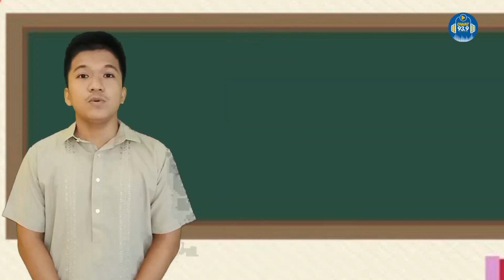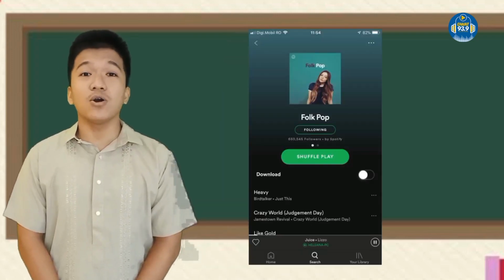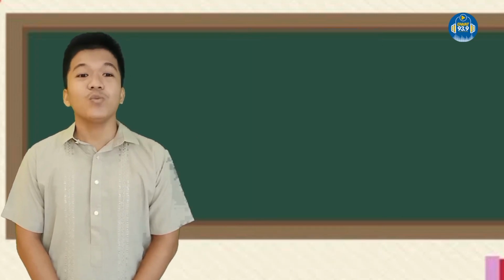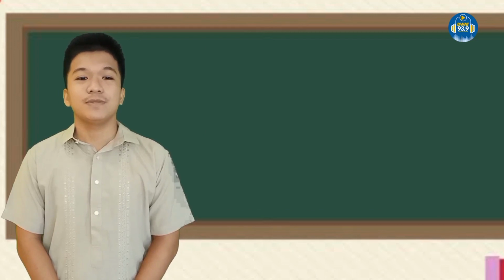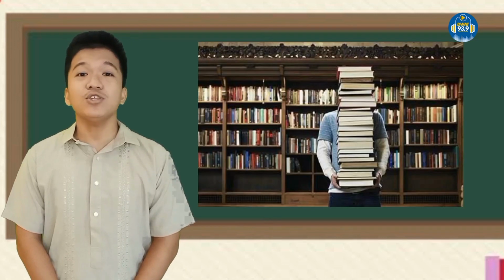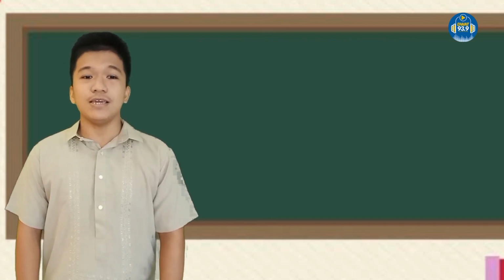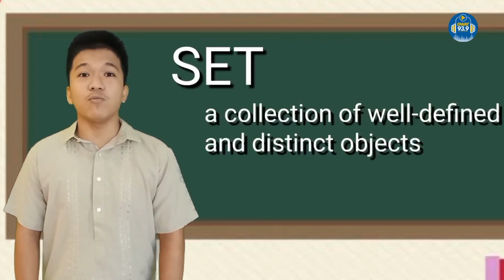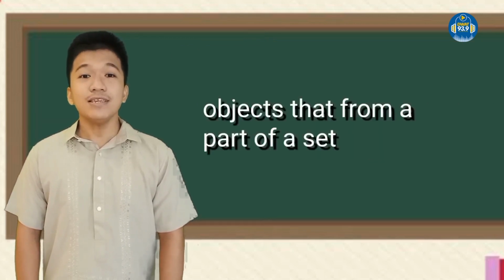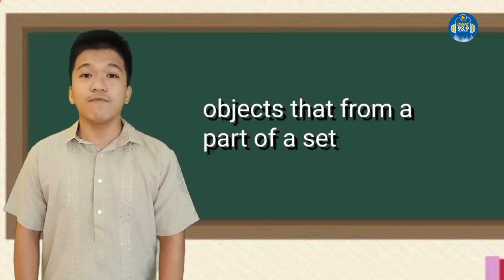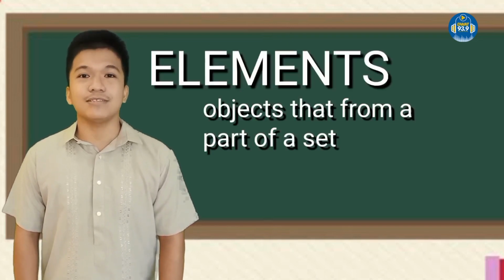You may not realize it, but we use sets in our daily life routines. We use sets when we select songs in our playlist. We also use sets to create a team of people. And we also use it to arrange books in the library. So, mathematically speaking, a set is a collection of well-defined and distinct objects. These objects that form a part of a set are called elements.